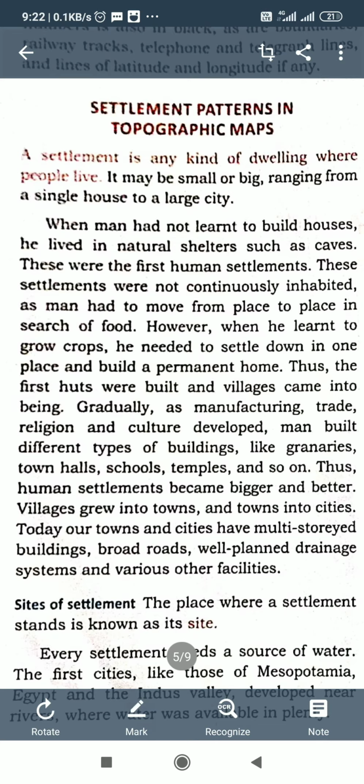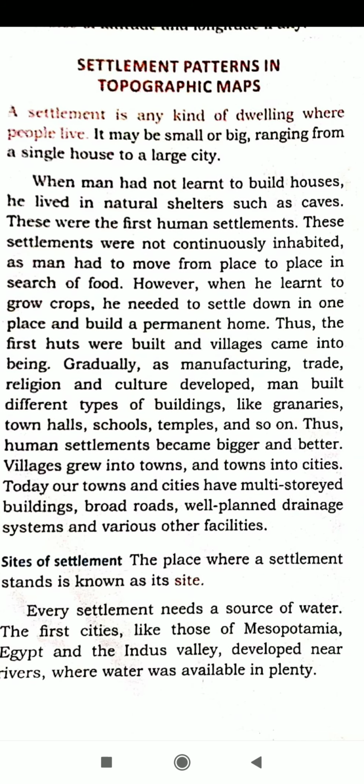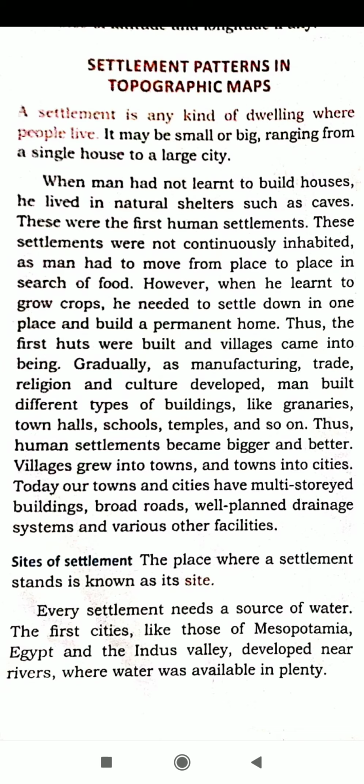Now, students, I am going to tell you about the site of settlement. The place where a settlement stands is known as its site. Every settlement needs a source of water. Students, water is very essential for us, for bathing, for drinking, for washing, for cooking, for irrigating our crops. The first cities came into existence on the banks of rivers, like Mesopotamian civilization, Egyptian civilization, Chinese civilization, or Indus Valley civilization. They developed near rivers where water was available in plenty or abundance.